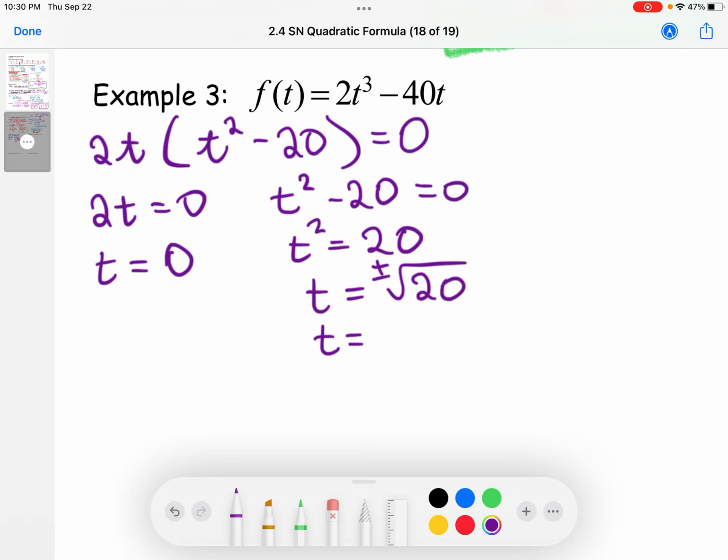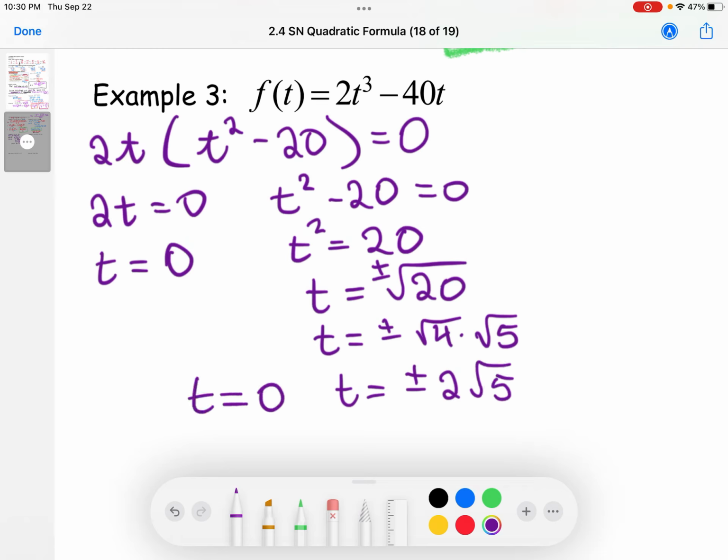Okay, take that square root of 20, find a perfect square factor. It's 4. 4 times 5 is what gives us 20. So square root of 4 times square root of 5. Then t will equal plus or minus 2 square root 5. And t equals 0 are the solutions.